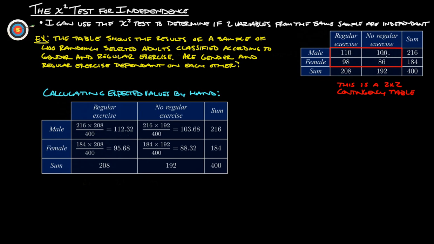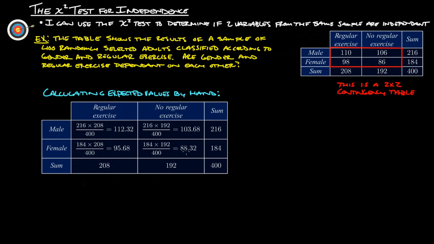To find this one here, it's going to be 216 by 192, always dividing by this 400 over here. Divide by 400 gives us that. This one down here, female regular exercise, is this cell right here. So that's going to be 208 by 184. There's our 208 by 184 divided by 400. And then this one over here is 184 by 192 divided by 400.